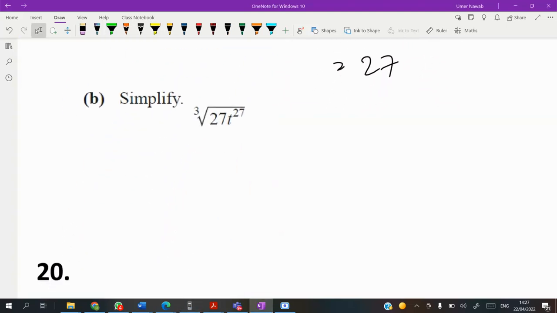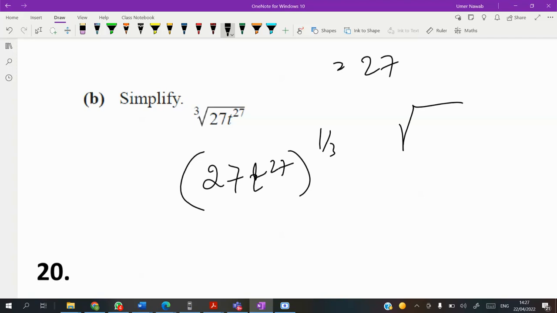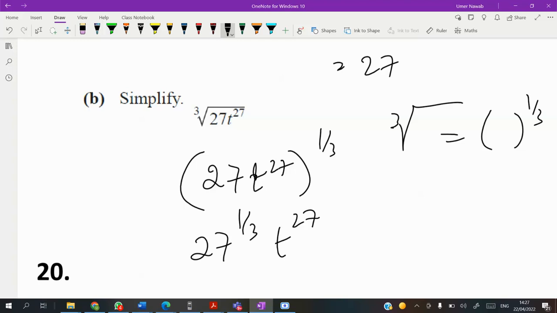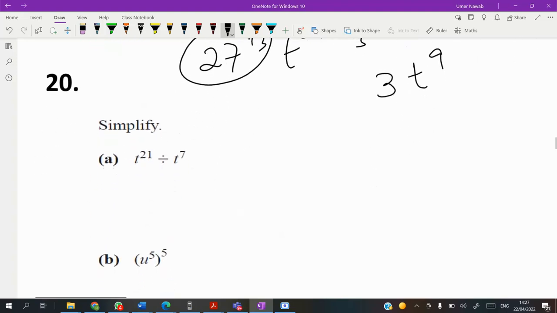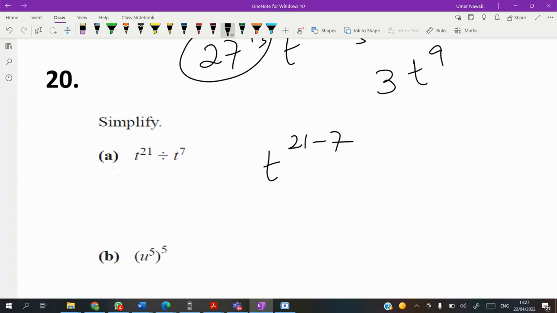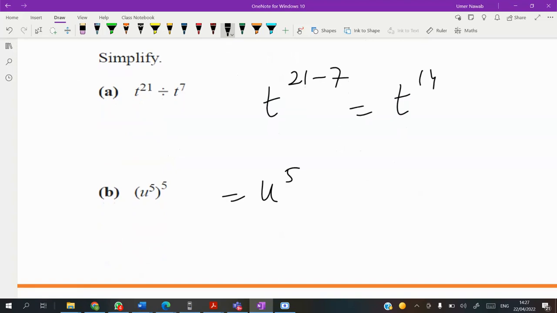Next, the cube root. So 27 raised to the power 1 over 3, because the cube root means the power is 1 over 3. What is the answer? From the calculator it is 3, and this is 9. Next, 21 minus 7 is 14. Then 5 times 5 is 25.